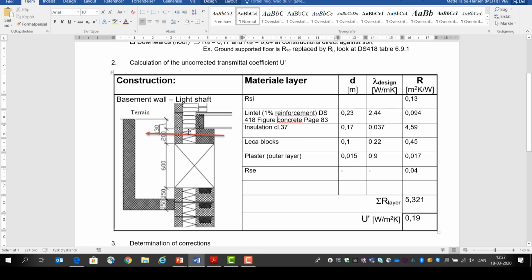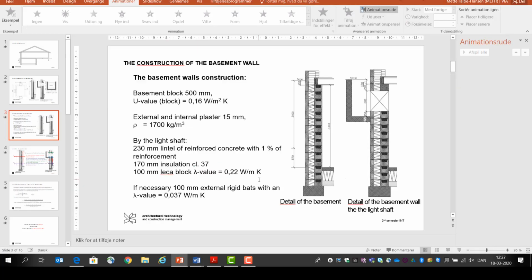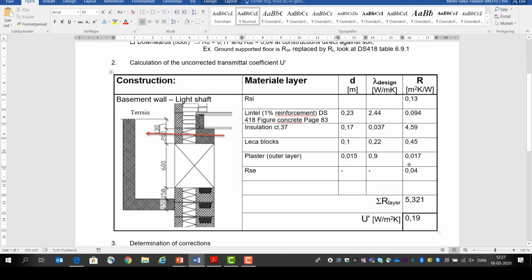Then we have the insulation, the next part over here. We have the thickness of this insulation divided by the lambda value, and the insulation is class 37, so therefore the lambda value is 0.037. And we get the R value by taking the dimension divided by the lambda value. The Leica block here is also given if we go to the description, that we know it's 100 millimeter wide, and we know that the lambda value for this Leica block is 0.22. So therefore we write that into the schedule and we get the resistance.